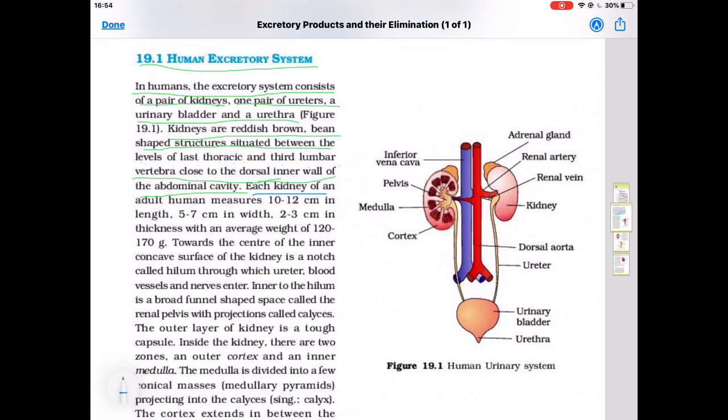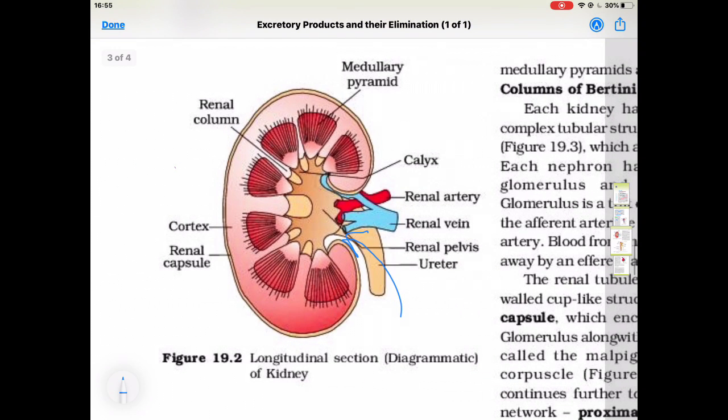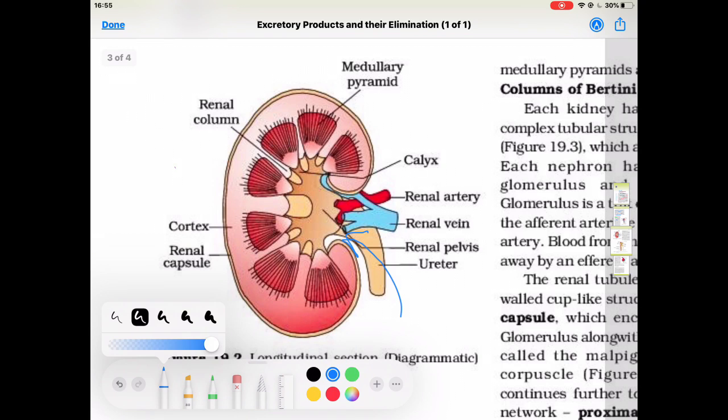Each kidney of an adult human measures 10 to 12 centimeters in length, 5 to 7 centimeters in width, and 2 to 3 centimeters in thickness, with an average weight of 120 to 170 grams. Towards the center of the inner concave surface of the kidney is a notch called hilum, through which ureter, blood vessels and nerves enter. So turn to the next page and watch figure 19.2.